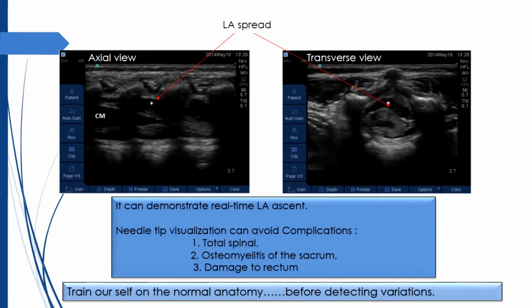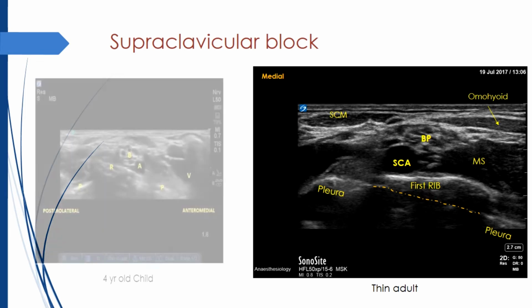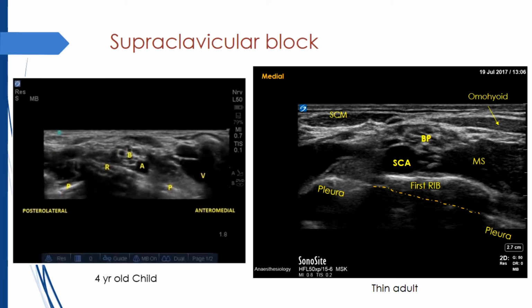Coming to the supraclavicular block, this is how the supraclavicular brachial plexus looks in a thin adult with a long neck. We still need a depth of 2.7 centimeters. In a child, our eyes may be searching for something larger. The structures are tiny and a lot more structures are included under the footprint.